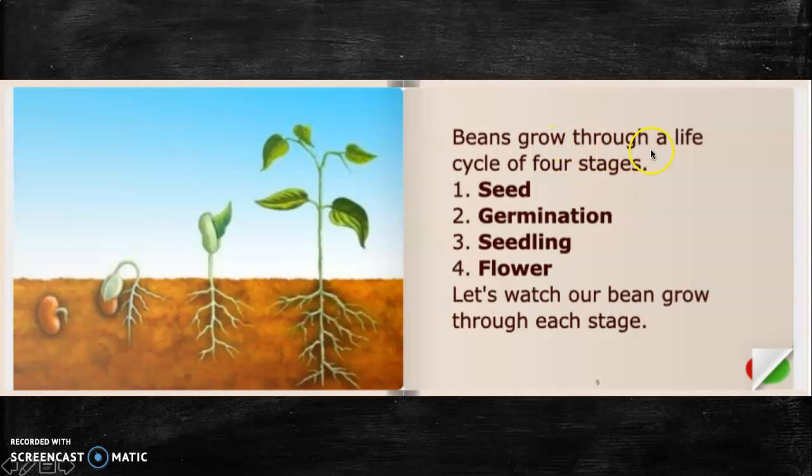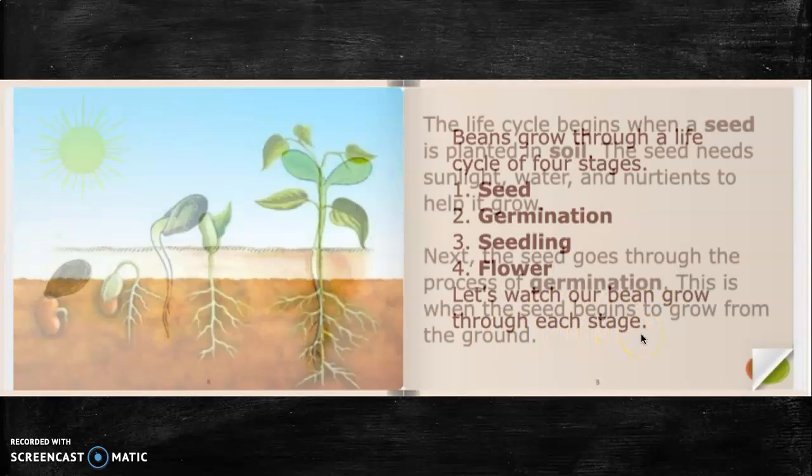Beans grow through a life cycle of 4 stages. Our first stage is a seed, and then our big word, the germination stage, and then the seedling stage, and then the flower stage. Let's watch our bean grow through each stage.